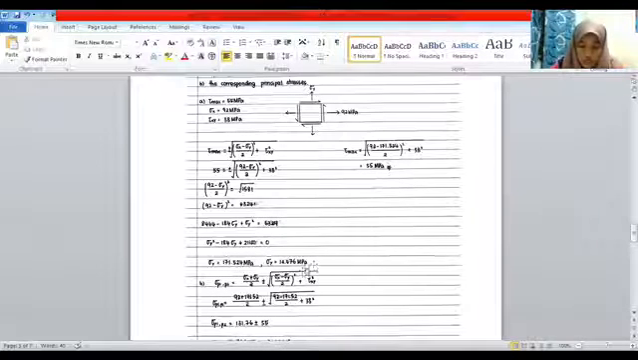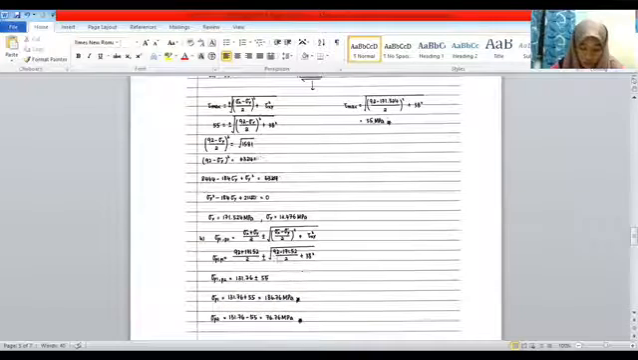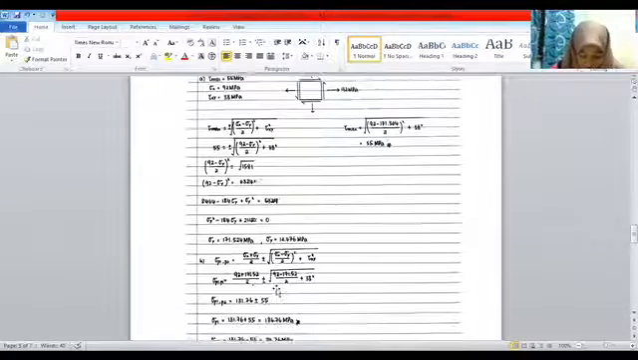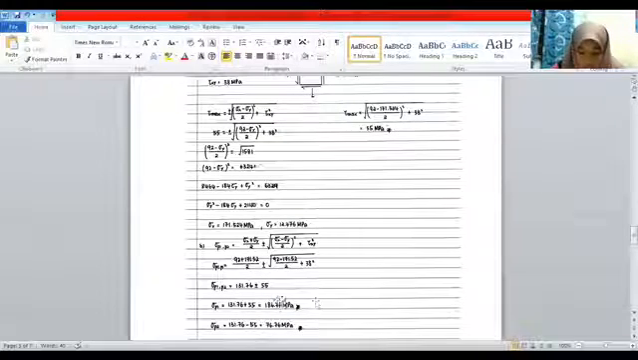Next, for question number 7B, it requires us to find the corresponding principal stresses. We key in all the information into the formula, and we will get the maximum normal stress, which is sigma P1, 186.76 MPa, and the minimum, sigma P2, which is 76.76 MPa.